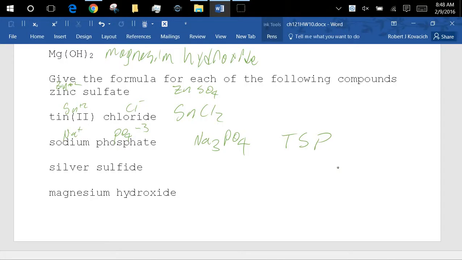All right, so charge on the silver. +1, and the sulfide. Where is it on the table? -2. How do you know it's -2 based off of its position on the table? It's right below oxygen. Yep. So then what's my formula going to be? Ag2S. All right. And then the last one.